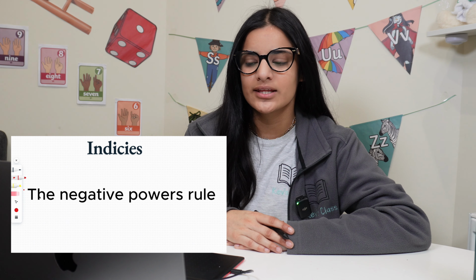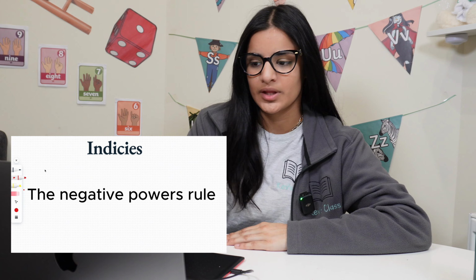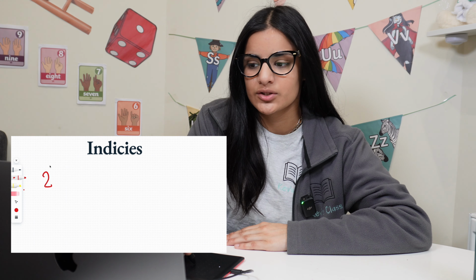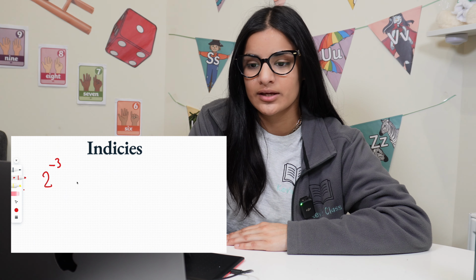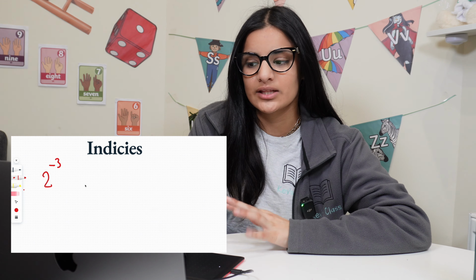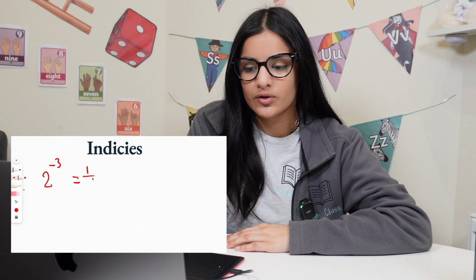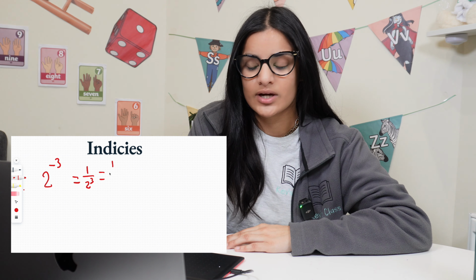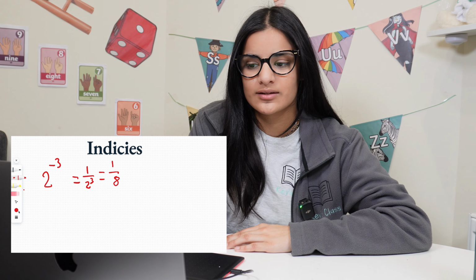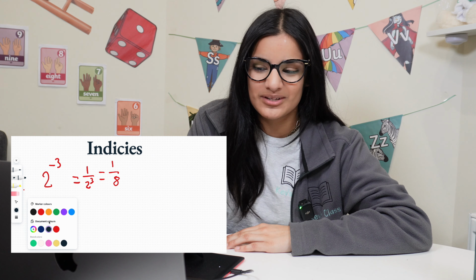And lastly, the negative powers rule. A negative power, like 2 to the power of negative 3, means that we flip it or take the reciprocal. So 2 to the power of negative 3 equals 1 over 2 to the power of 3, which is the same as writing 1 over 8. But again, why do we do this?